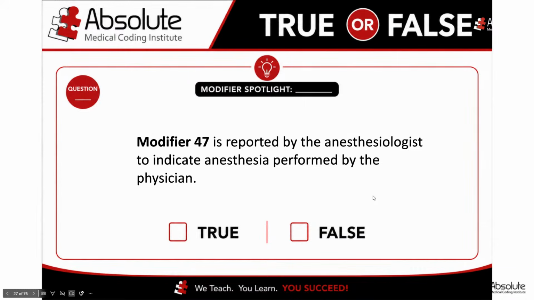You all said true. Way to go. Next, modifier 47 is reported by the anesthesiologist to indicate anesthesia performed by the physician. True or false?